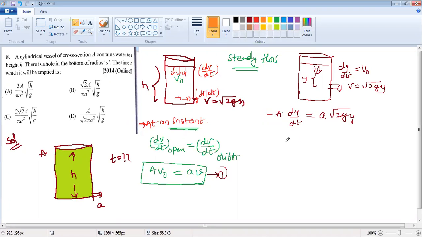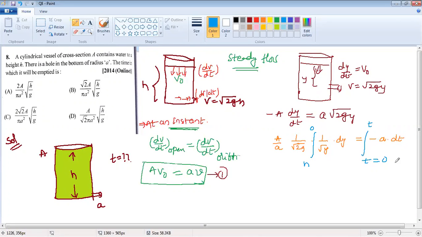Now look here: capital A by small a into 1 by root 2g into 1 by root y into dy should be equal to minus dt. Small a is the area of cross section of the orifice. Let us take integrations here. At t equals 0, the height will be h. At a time t, the height becomes 0.